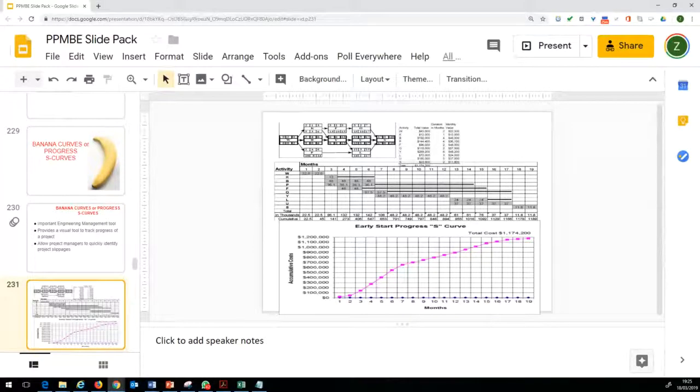It slightly resembles the S shape with a very slow beginning, and then from month 3 to month 8 in particular, you can see the momentum of the project picking up. There appears to be a lot of work done, and right at the end of the project, from month 13 to month 19, you can see very slowed down progress. This is very typical of construction projects. So here we have drawn an early start progress S curve, which is one possibility.